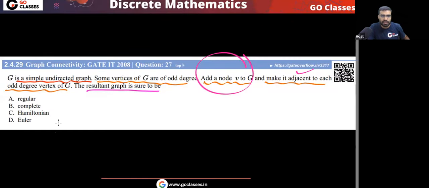So here, the question is asking that you have a simple undirected graph. Some vertices are of odd degree. Add a new vertex, make it adjacent to each odd degree vertex. The resultant graph is sure to be... What can you say about the answer?